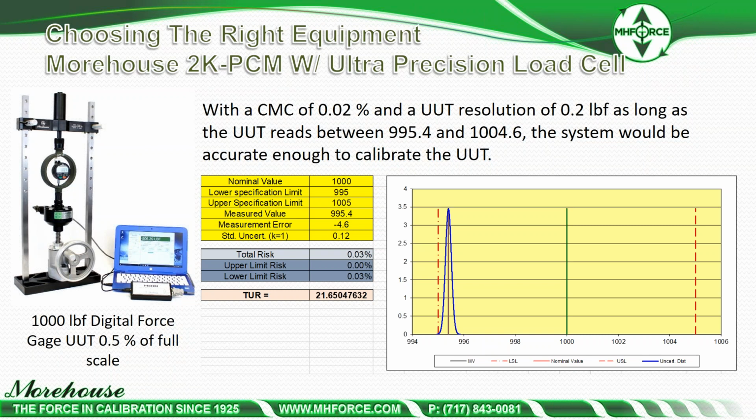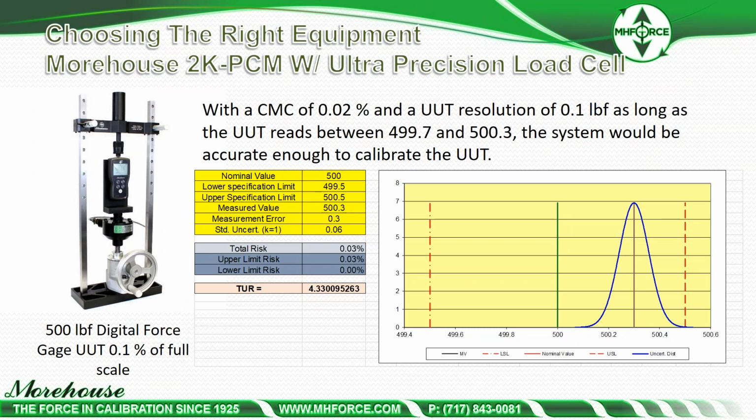And here I drew it right on the line. We're starting the PFA here, and we still have a TUR of 21.65, but it's the location of the measurement that matters. Here I drew it real close to the line. As you can see, our measured value here is 995.4. So as long as we're between that, no problem doing a digital force gauge at 0.5% of full scale. Now we go to a 500-pound digital force gauge at 0.1% of full scale. And as long as the UT reads between 499.7 and 500.3, the system would be accurate enough to calibrate the UT.